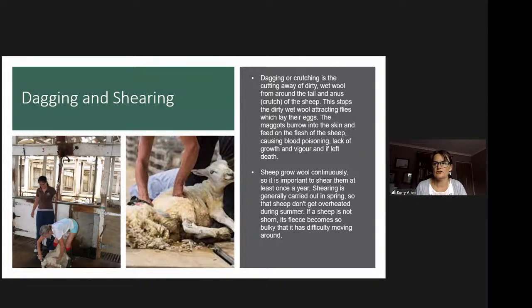Okay, dagging and shearing. This is also used to try and reduce fly strike. So you're removing all the dirty bits around the back of the sheep. You can also breed for this. So on one of the other ones, you can breed for having less wool around the anus. But basically, you're trying to remove that so flies aren't encouraged to lay the eggs in the wool of the sheep.